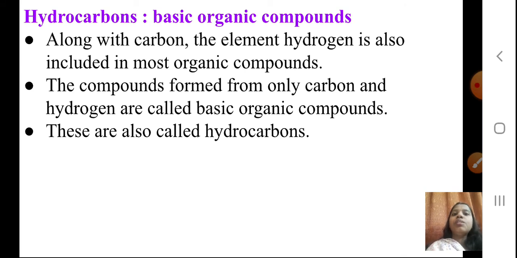Now the first point: along with carbon, the element hydrogen is also included in most organic compounds. So if carbon is there, then that compound is organic in chemistry. But along with this carbon, you are going to have hydrogen. The compounds formed from only carbon and hydrogen are called basic organic compounds. They are also called hydrocarbons. Hydro means hydrogen, carbon means carbon. So hydrocarbon means a combination of hydrogen plus carbon.